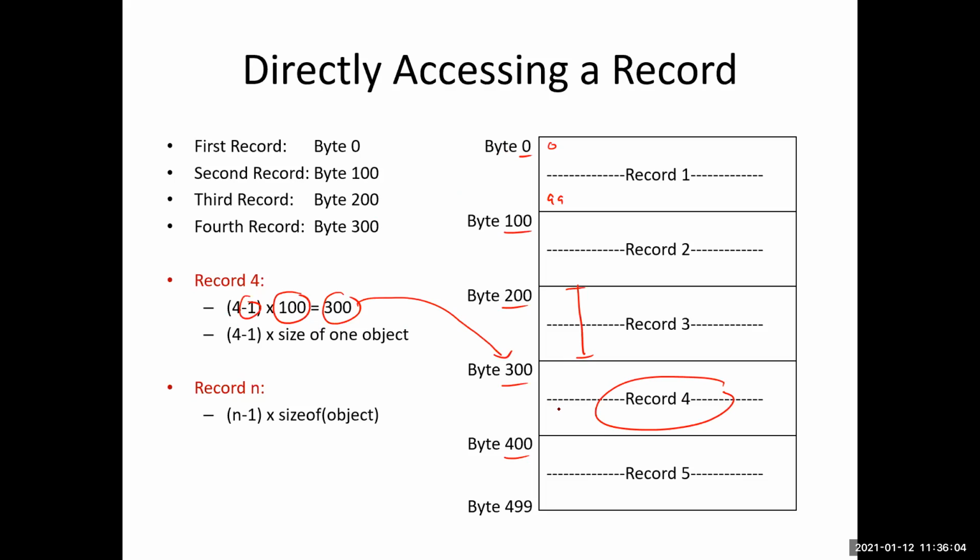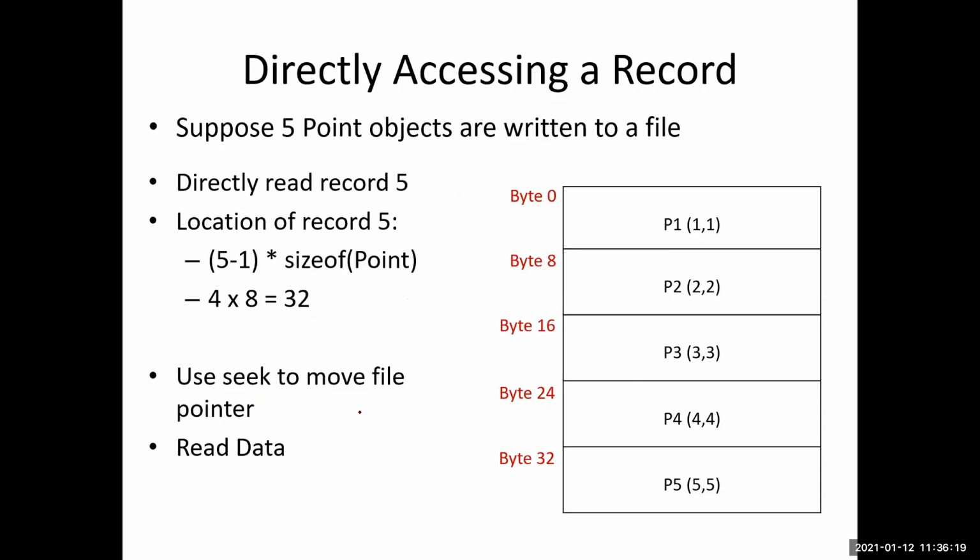And if we want to generalize, if you know the record number, which is n, you say (n minus 1) times the size of the object, which in this example was 100. But if you use sizeof, it will automatically calculate it, so you will not have to add it manually. And then I showed you this example with the point, that now we have 5 point objects. Every object is taking 8 bytes, so you can directly know the location of an object, and then you can use the seek function to move the file pointer there and read data from there.